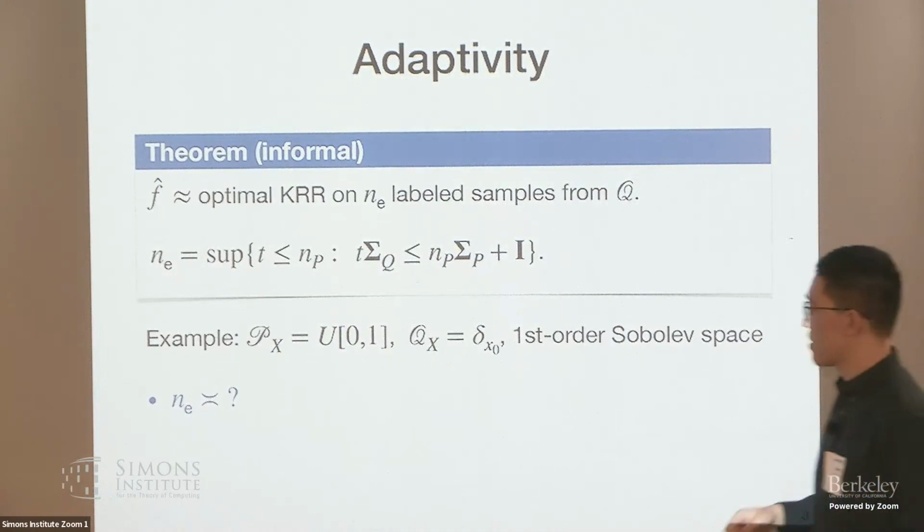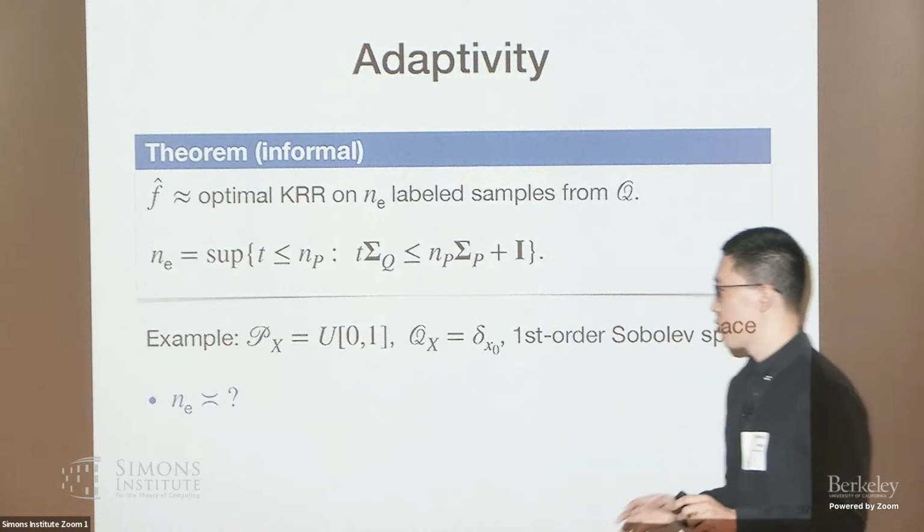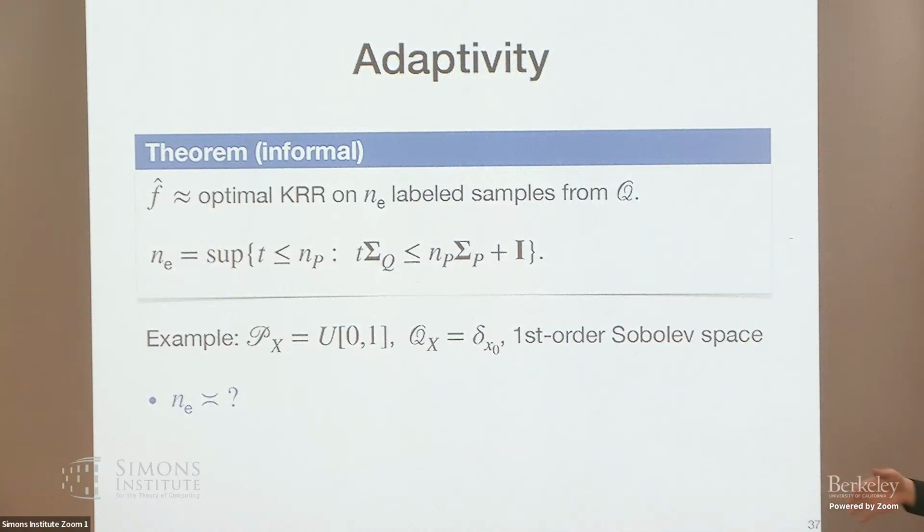So this is an example. I have my source data spread out over the domain, but I only care about the performance at 1 point. In conditional treatment effect estimation, this is commonly the case, right? And I have non-parametric functions.